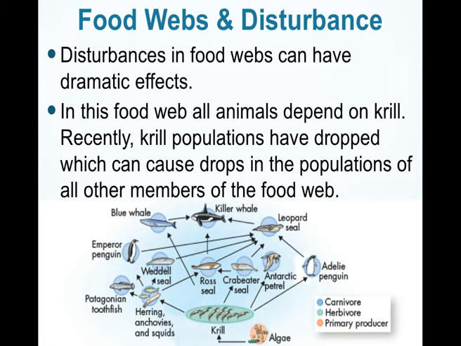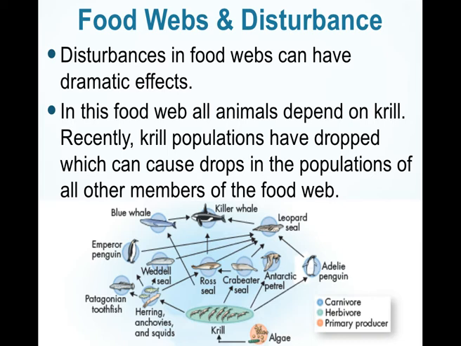Well, what's going to happen is nothing's going to eat the algae. So the algae population is going to increase. But when we look at our other organisms that eat that krill, like the penguin and the petrel and the seal, they're going to be in trouble because they are not going to have their food sources. So those animals are going to start to lose numbers and die off. Your algae population will be increasing, but other things will decrease.